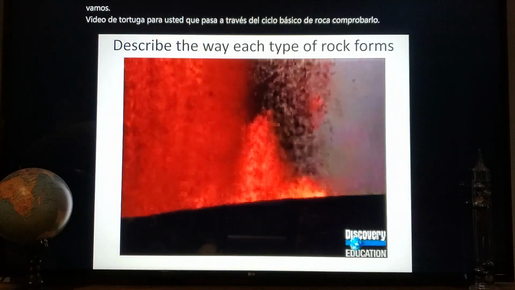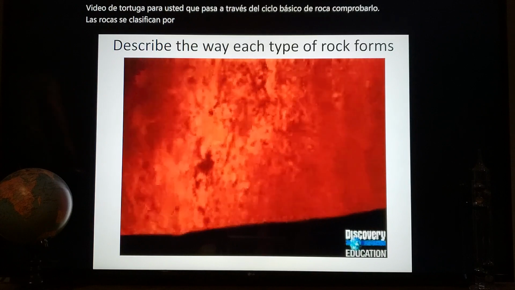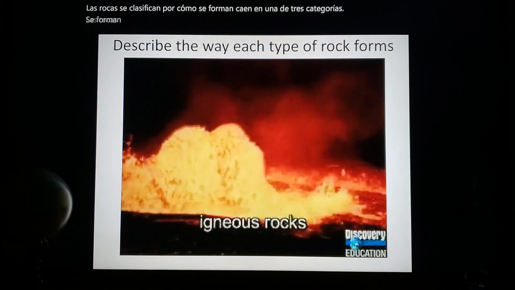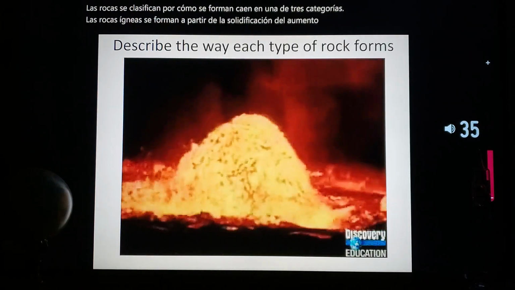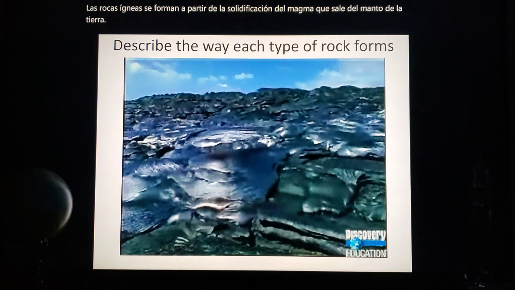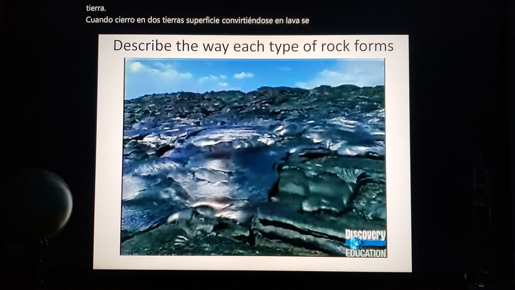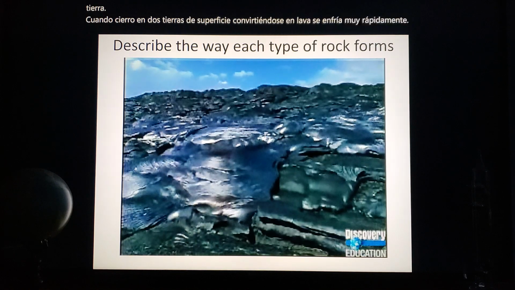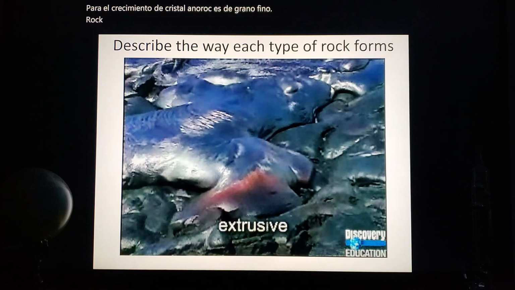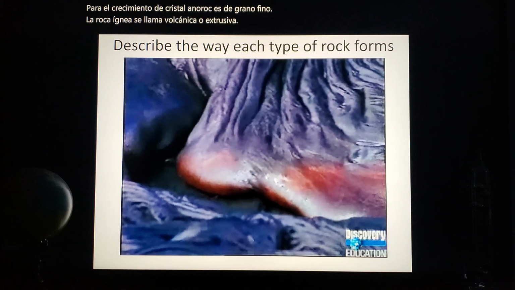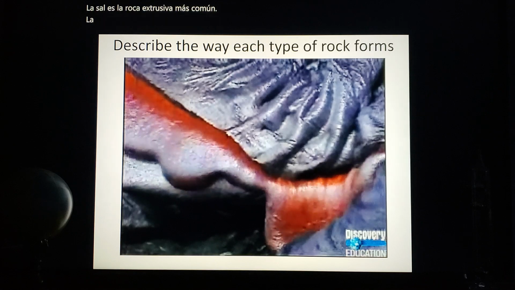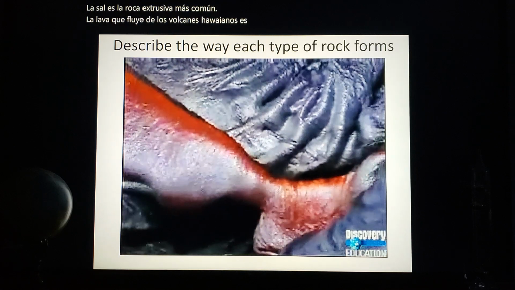Rocks are classified by how they are formed. They fall into one of three categories. Igneous rocks are formed from the solidification of magma rising out of the mantle of the Earth. When magma flows onto Earth's surface, becoming lava, it cools very rapidly. This allows little time for crystal growth, and the rock is fine-grained. This type of igneous rock is called volcanic or extrusive. Basalt is the most common extrusive rock. The lava flowing from Hawaiian volcanoes is basalt, and basalt covers much of the ocean floor.